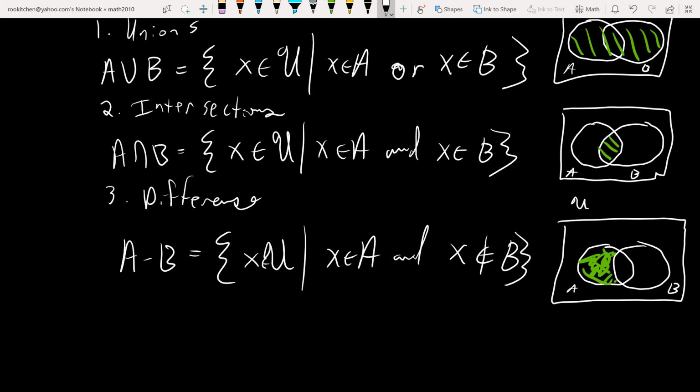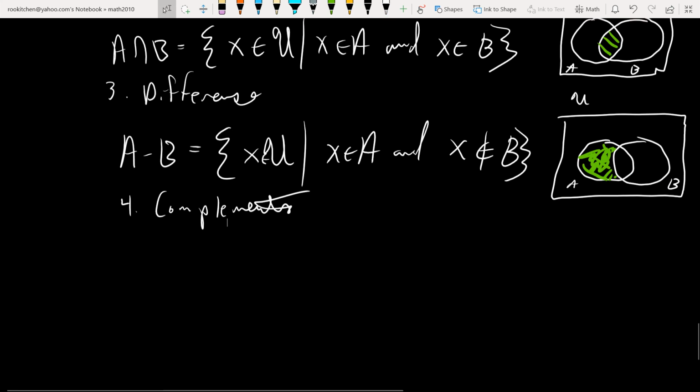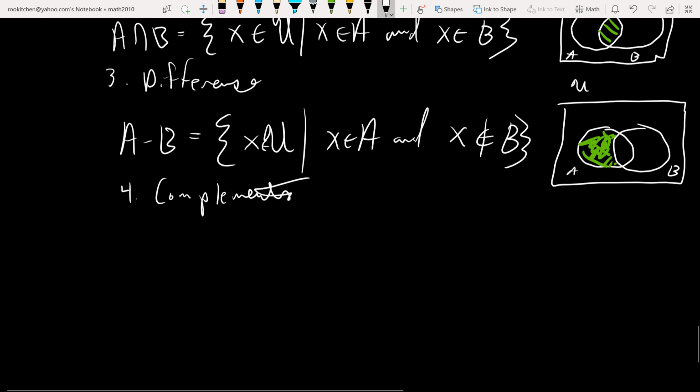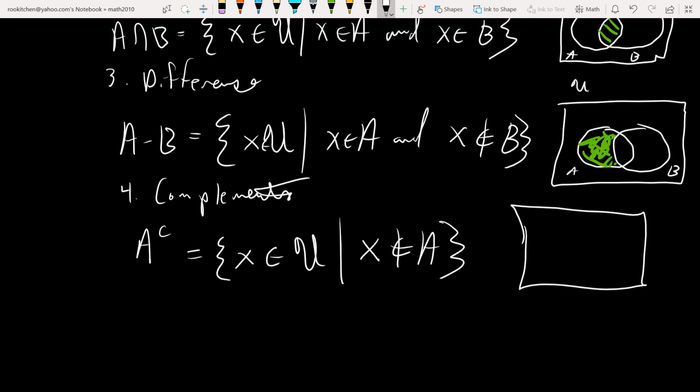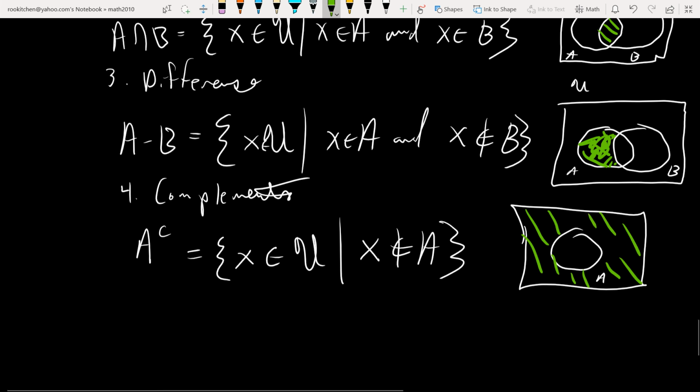What else? Complements. Complements seem a lot like the negations back in logic. So a complement is going to be the set of all x in the universe such that x is not in A. Okay, so in this case, we'll just have maybe one set to consider. This is set A, and A complement is everything out here that's not in A. Okie dokie.